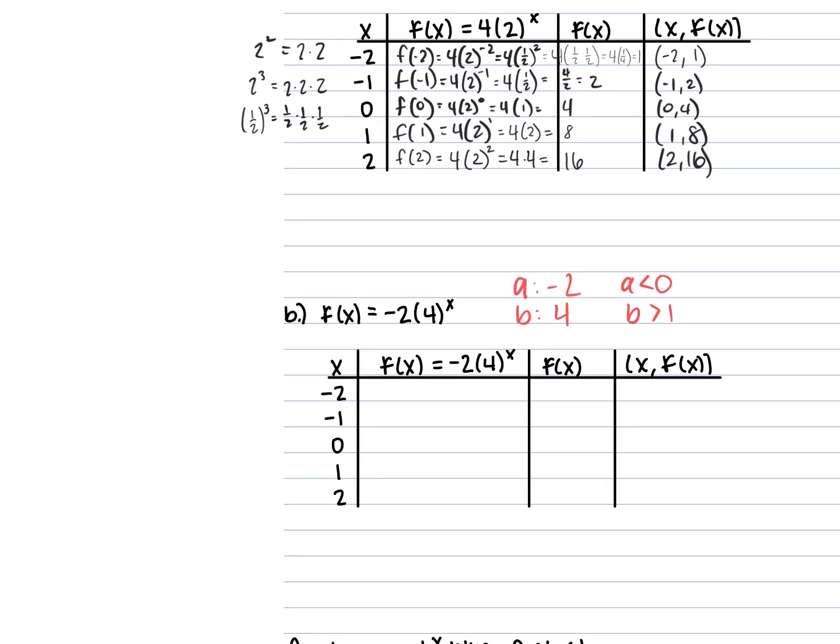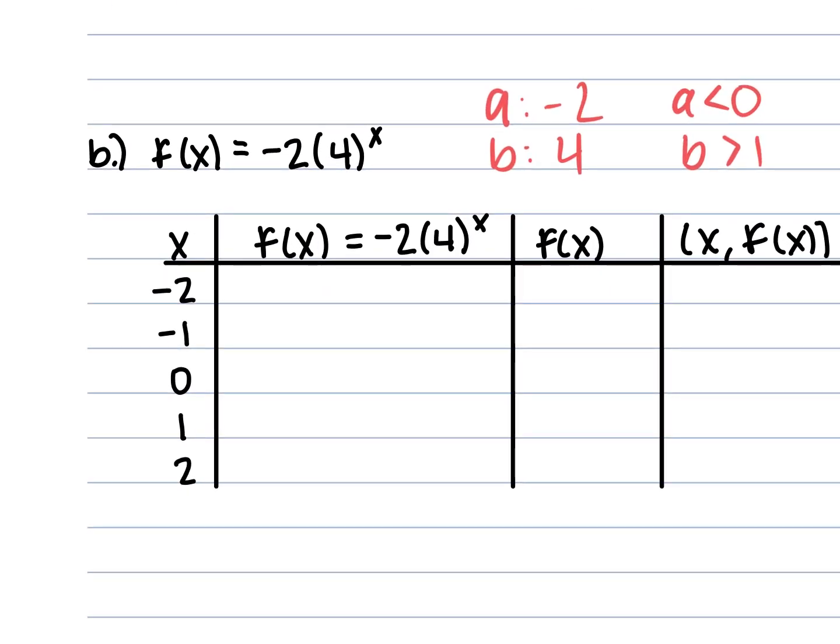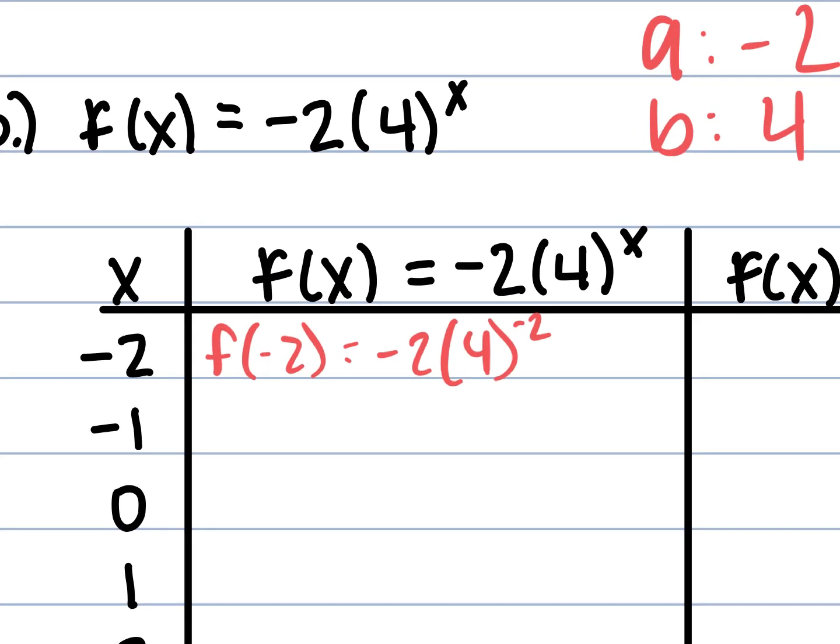So watch. Go back up to your graphs, your first 4 examples. Which one had an a value less than 0 but a b value bigger than 1? All right, let's plug in. We're going to do f of -2 equals -2 times 4 to the -2 power. I just plugged in -2 for x. What do I do?